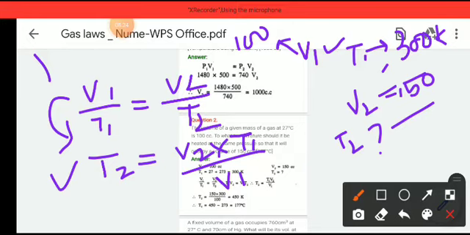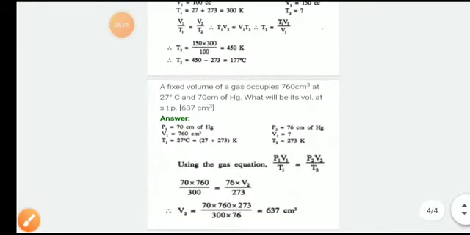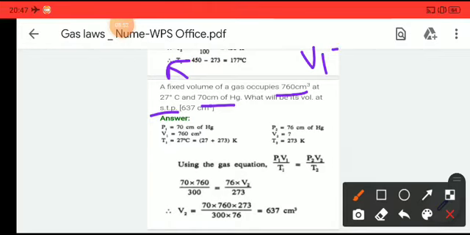Okay, so let's move to the next question. A fixed volume of a gas occupies 760 centimeter cube, that is cubic centimeter or cc, at 27 degrees Celsius and 70 cm of Hg. What will be its volume at STP? So here, a fixed volume of gas occupies 760 centimeter cube. The volume V1 is 760 centimeter cube.